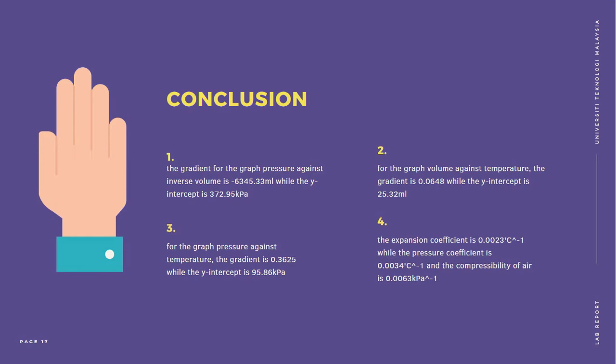And from the objective, we answered that the expansion coefficient is 0.0023 per degree Celsius, while the pressure coefficient is 0.0034 per degree Celsius, and the compressibility of air is 0.0063 kilopascal.